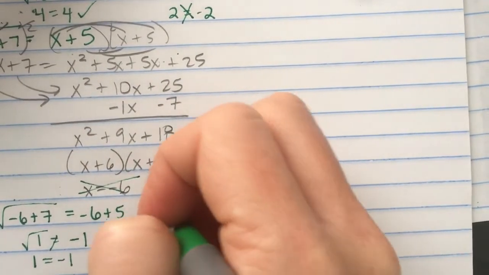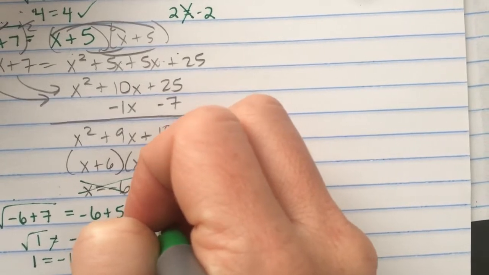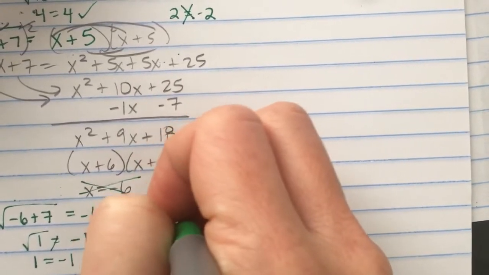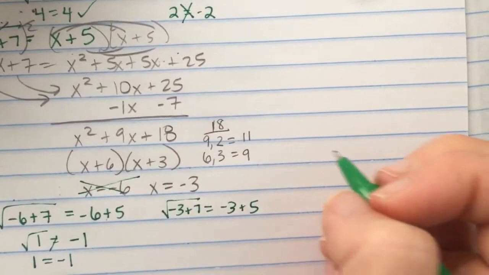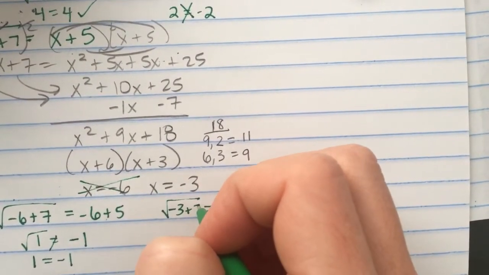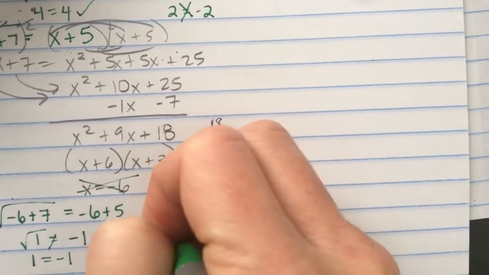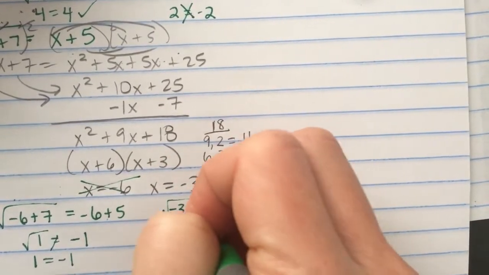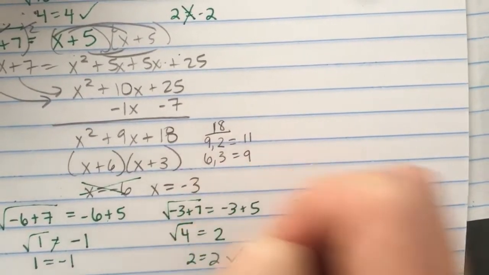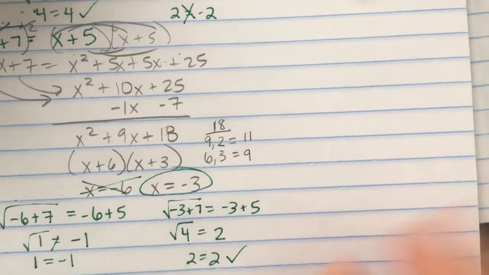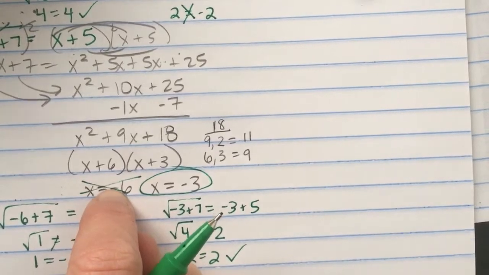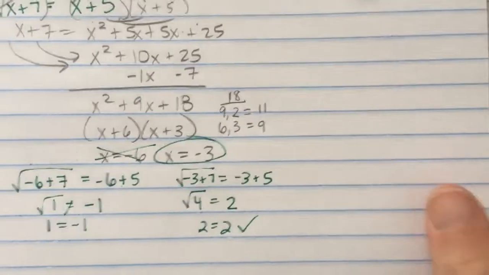And when you plug in negative 3, the square root of negative 3 plus 7 equals negative 3 plus 5. So I get square root of 4, and negative 3 plus 5 is 2, and so 2 equals 2, that works. So x equals negative 3 is my answer. Negative 6 is an extraneous solution.